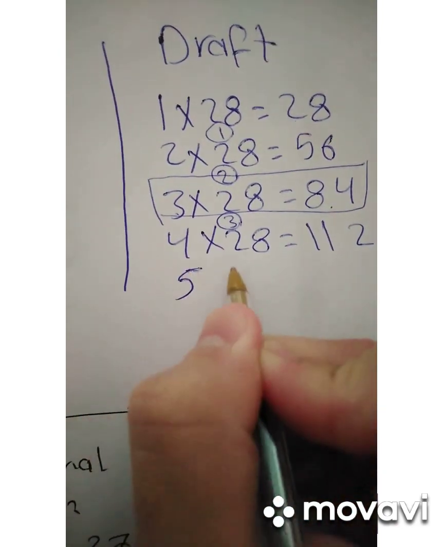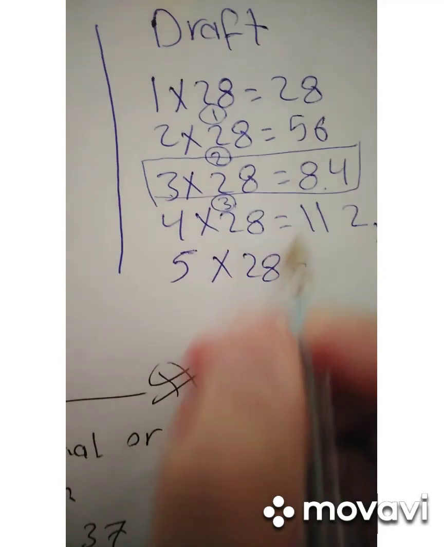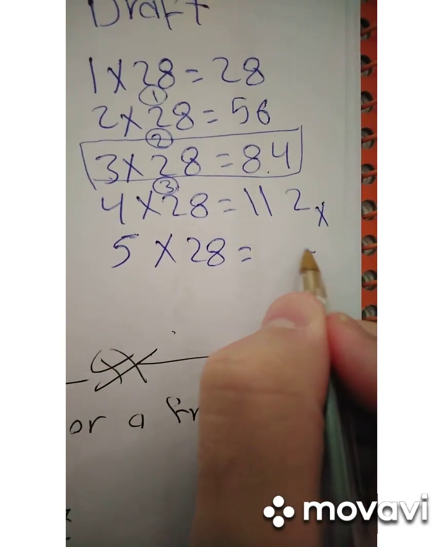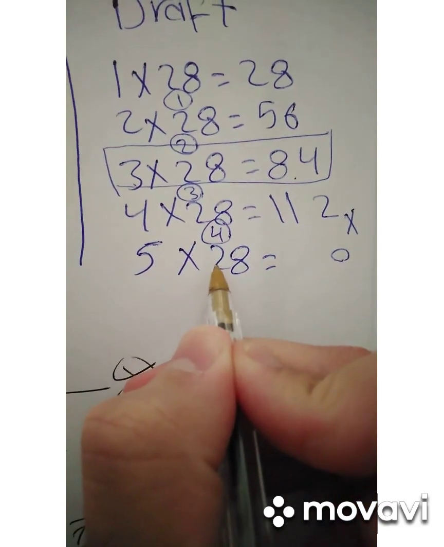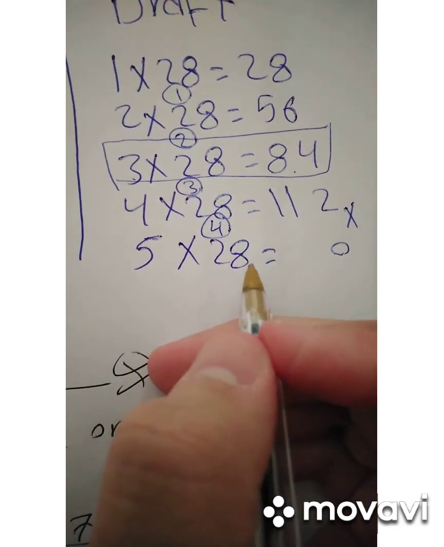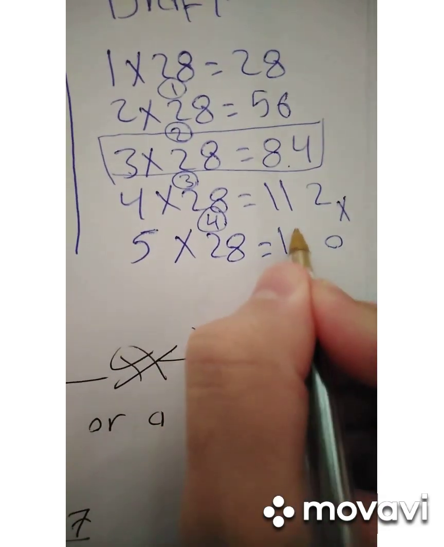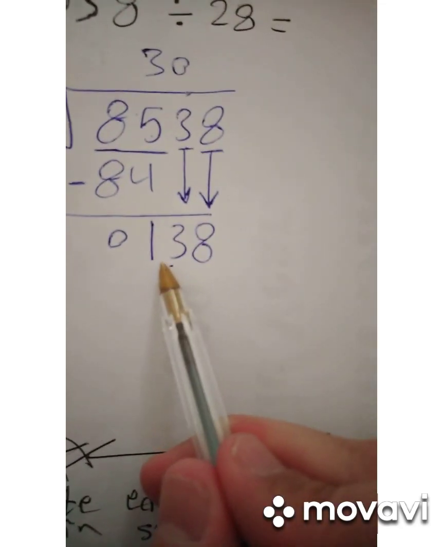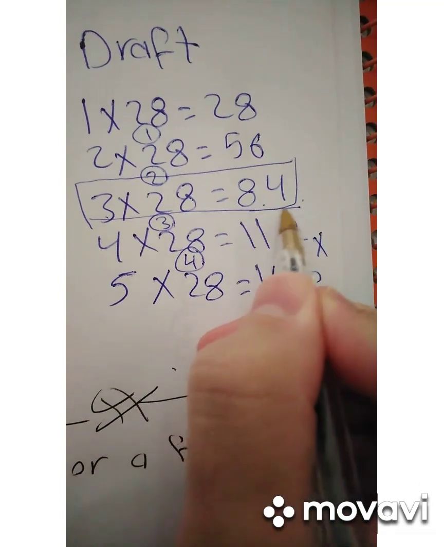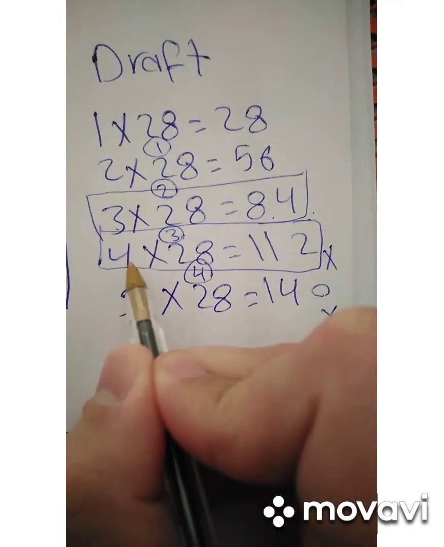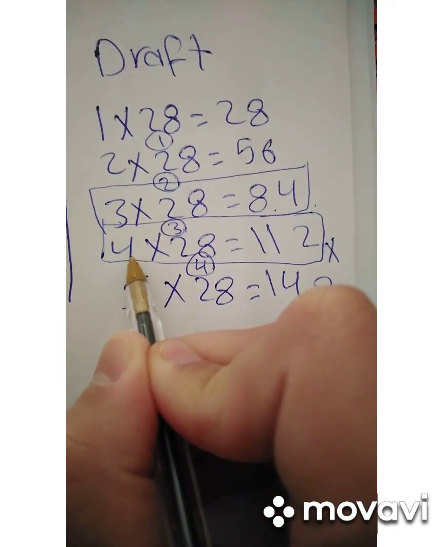5 times 28: 5 times 8 equals 40. Put 0 and carry 4. 5 times 2 equals 10, plus 4 equals 14. Oh, it's greater than 138. So stop here and take the previous step. So what is our quotient now? Yes, our quotient is 4.